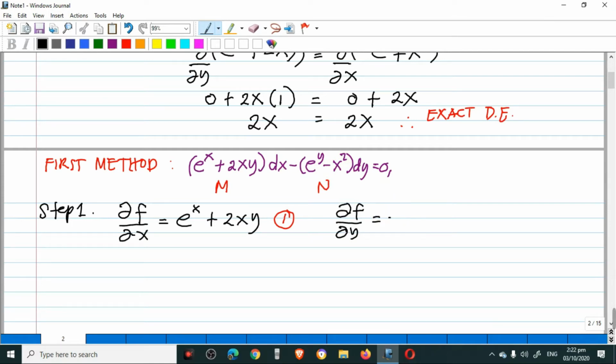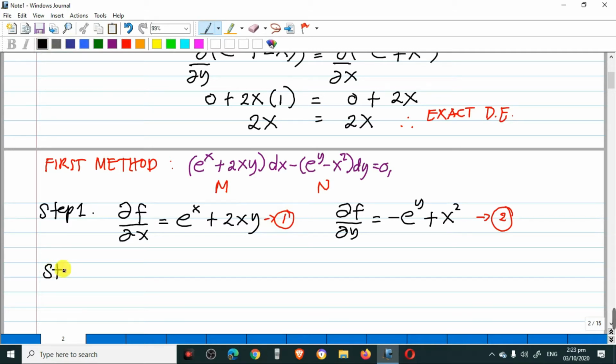So we have negative e raised to y, then negative multiplied by negative will be positive x squared. This is just the same as in our first solution. So this is our equation number 2. Okay, equation number 2. So we already have equation number 1 and equation number 2. Step number 2 right away.